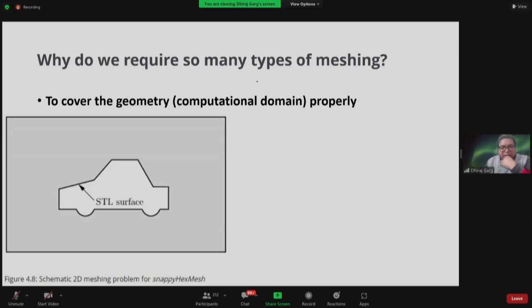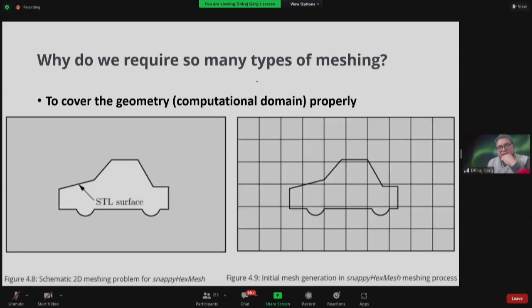But unfortunately, all geometries are not simple geometries. Like this one: you can see straight lines are there, but some angles are there. Then there are curvatures. So would we be able to cover it with the structured meshing? So let's start with this. In this case, snappyHexMesh is the thing which is going to generate the mesh. So let's start with this.